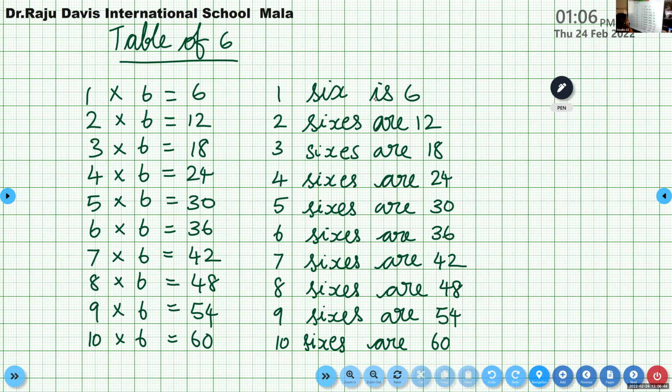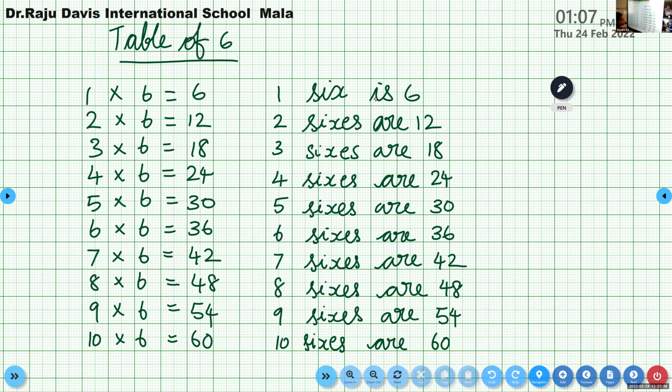Ma'am, 1 into 6 is 6. 2 into 6 are 12. 3 into 6 are 18. 4 into 6 are 24. 4 sixes are 24. 5 sixes are 30. 6 sixes are 36. 7 sixes are 42. 8 sixes are 48. 9 sixes are 54. 10 sixes are 60.